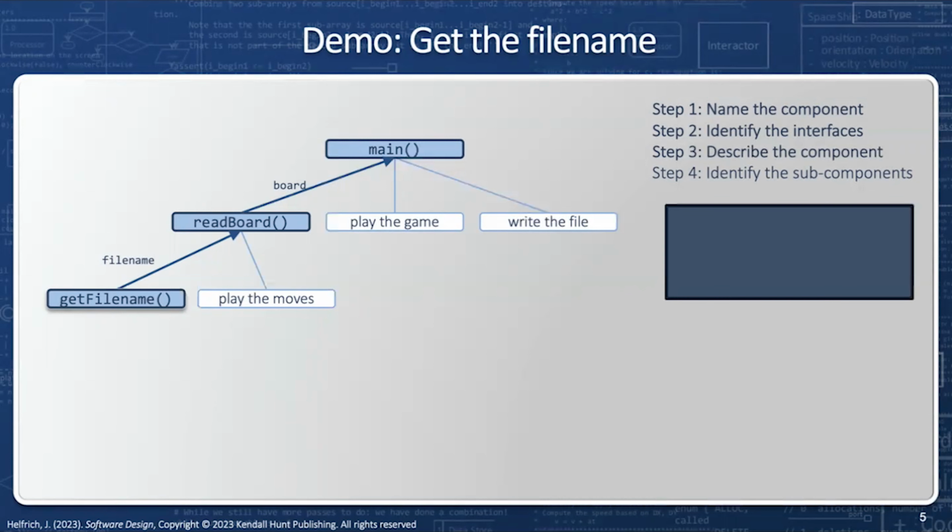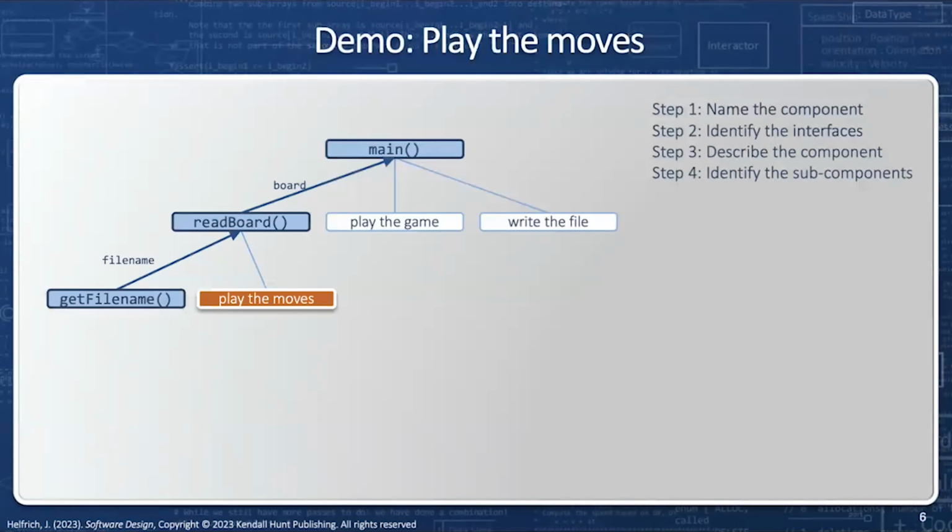Once again, I'll use pseudocode, and I'm just going to prompt for the file name, get the file name, and return it. This is so trivial. I'm not even sure why I created the pseudocode. Identify the subcomponents. Well, there's none. All right, let's pick a new method. Play the moves. Let's see here.